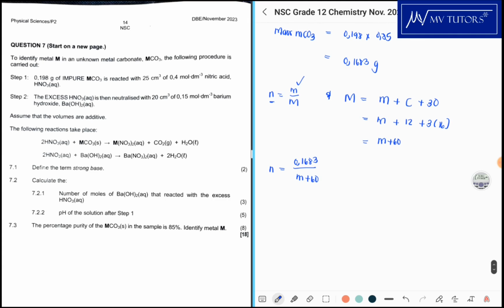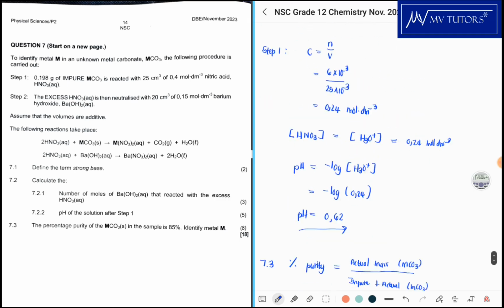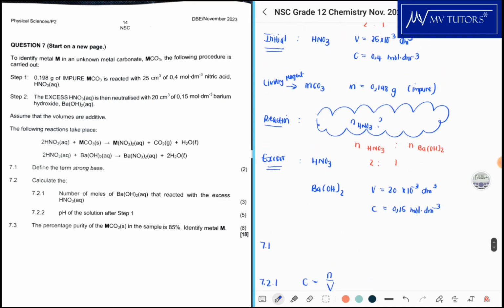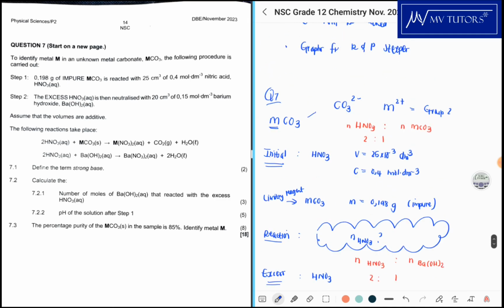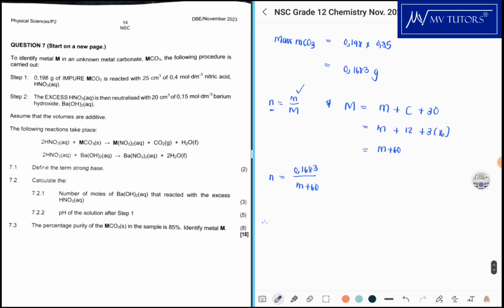But I have 2 unknowns now. I need to go sort out the number of mole. Also, in step 1, remember the relationship that we have: the ratio for initial conditions is a 2-to-1 ratio. So let's just be cognizant of that.